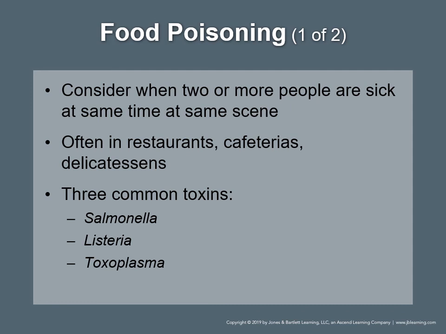Food poisoning. You should think food poisoning with 2 or more people sick at the same time and the same scene, if this is not a carbon monoxide poisoning. Almost half of food poisoning cases occur in restaurants, cafeterias, and delicatessens. Three toxins produce roughly 35% of food-related deaths. Those are Salmonella, Listeria, and Toxoplasma.